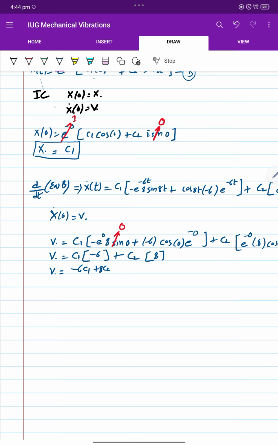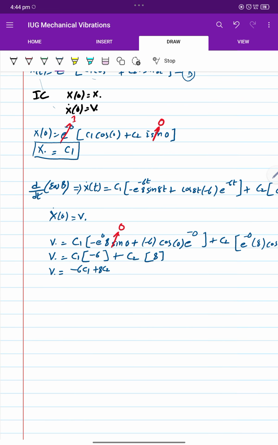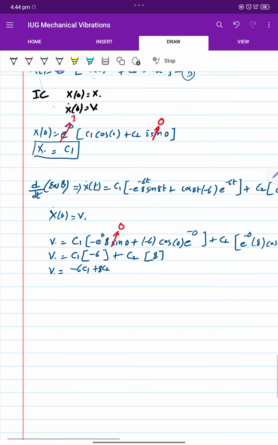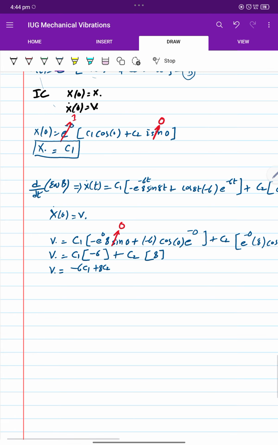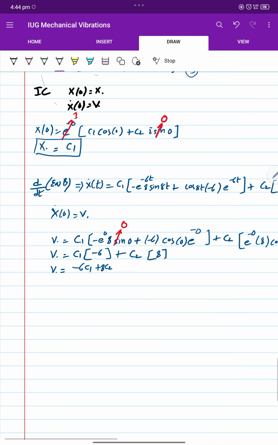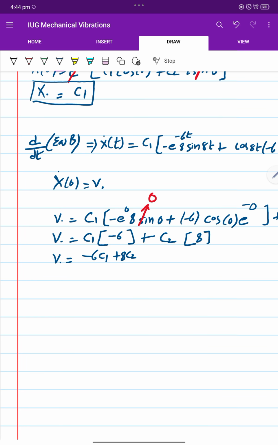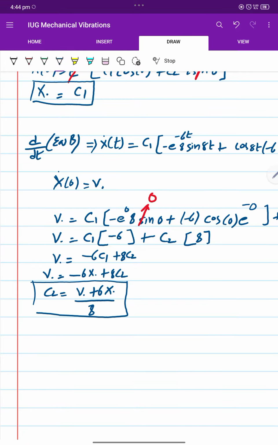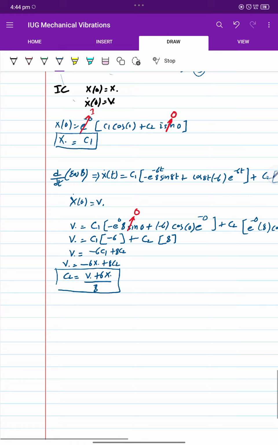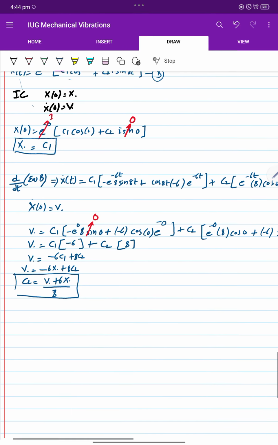From the previous one, we had the value of c1, so we can substitute the values and find c2. Since c1 is equal to x naught, we get v naught equals minus 6 x naught plus 8 c2, and c2 would be equal to v naught plus 6 x naught divided by 8. So we have the value of c2 and the value of c1. You can substitute these values back into our equation.